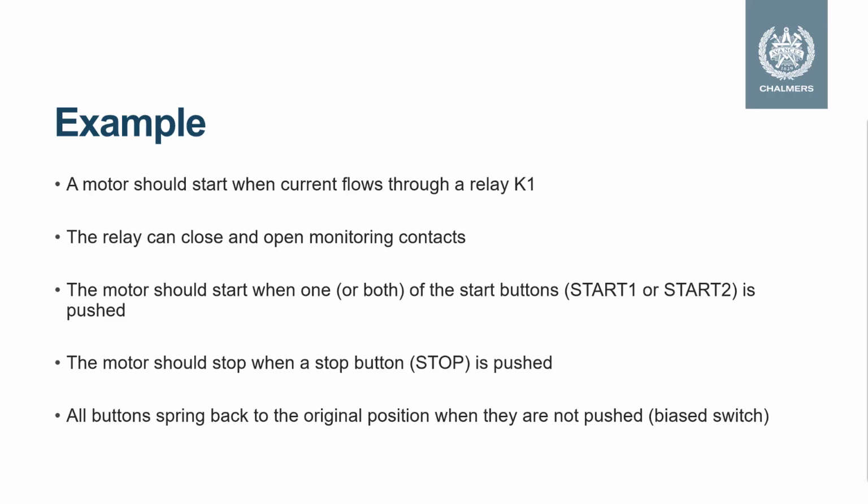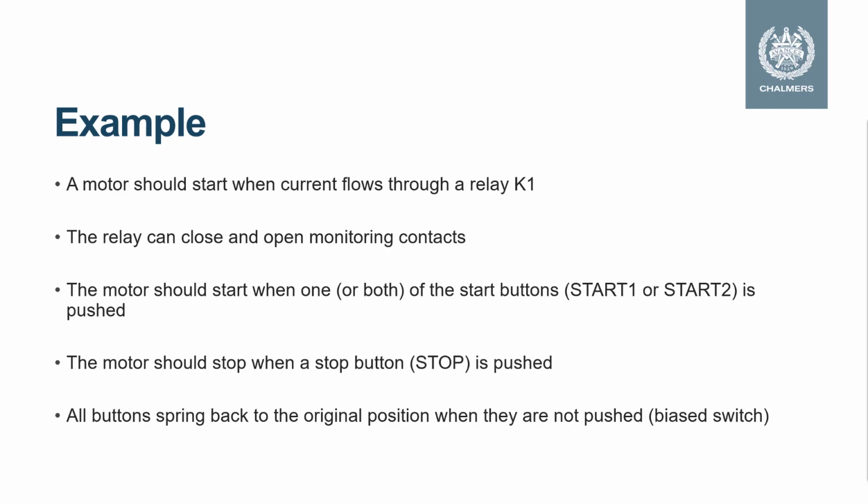And this is the example. We have a motor that is started by a relay K1. We have two start buttons. Either one of them can start the motor. The motor should continue to be started even after releasing the button. And the motor should be stopped when the stop button is pushed, and it will remain stopped even if we release the stop button, and should not be started again until one of the start buttons or both is pressed.